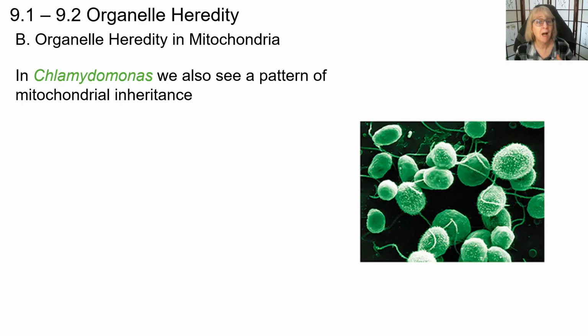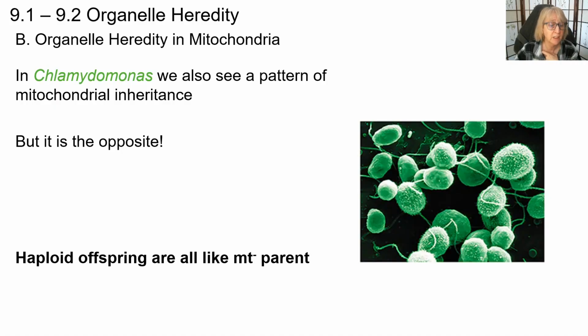We also see a pattern of mitochondrial inheritance in this, and this pattern is going to be different, so turn the page in your notebook. In Chlamydomonas, we see a pattern where the positive parent passes on the chloroplast DNA, but in the pattern for mitochondria, the negative parent passes on the mitochondrial DNA. The haploid offspring look like the negative parent for mitochondrial DNA and the positive parent for chloroplast DNA.